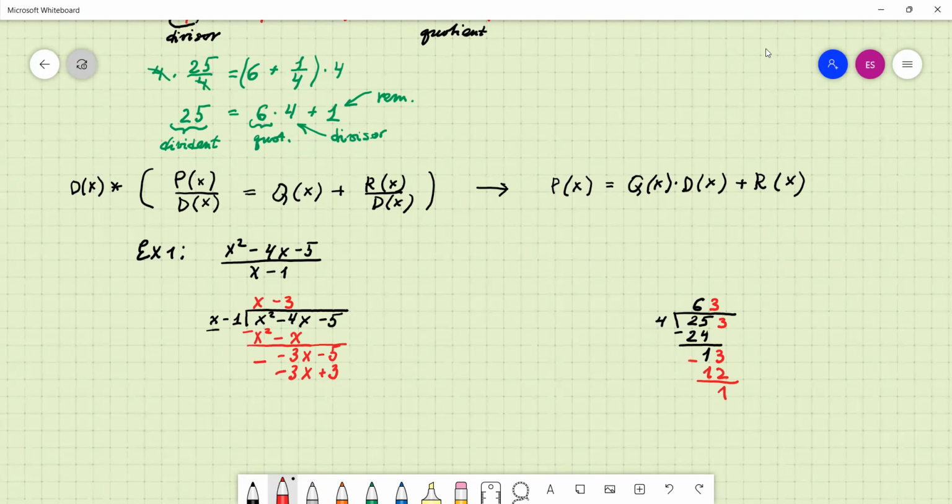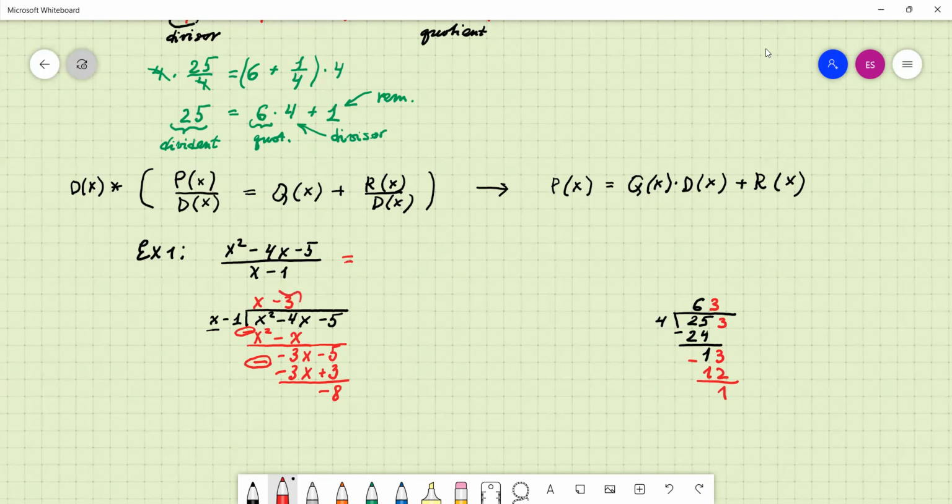Now, if I'm going to subtract these two expressions, remember that we always subtract. Minus 3x, subtract minus 3x is going to give me 0. Minus 5 subtract 3 is going to give me minus 8, right? So, well, I'm done with my division. What can I do now? Now I can write down my result like this.